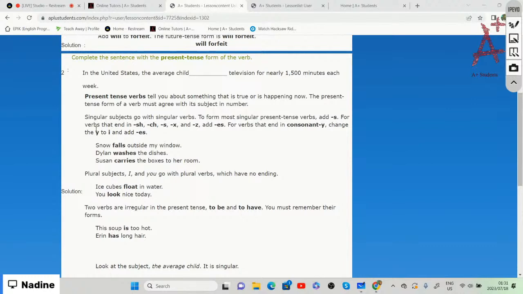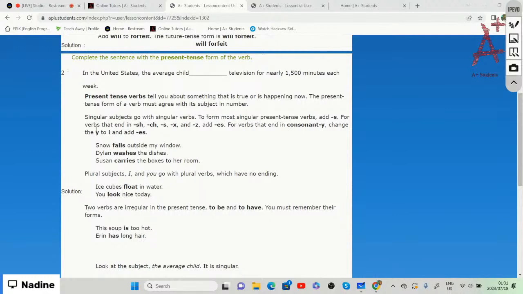You look nice today. Not you looks nice, you look nice today. So plural subjects, which are either I or you, go with plural verbs, right? Which have no ending. Two verbs are irregular, such as to be and to have. So you need to remember their forms.